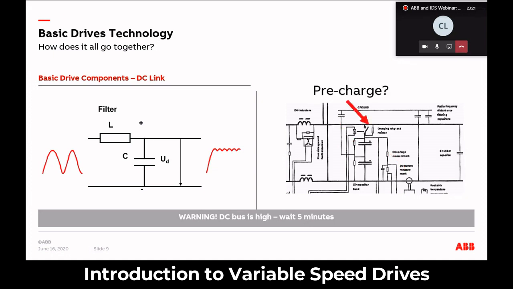As I said before, on the right hand side there's a typical circuit diagram of what the DC link would consist of. You can see where the capacitors are, and then typically there's the charging resistor in there as well, normally called a pre-charge circuit, where once the capacitors are fully charged, you then have some form of bypass switch that will bypass the resistor and go straight to the capacitors.